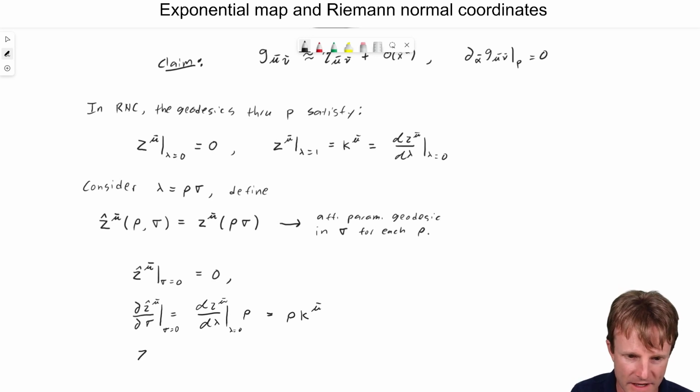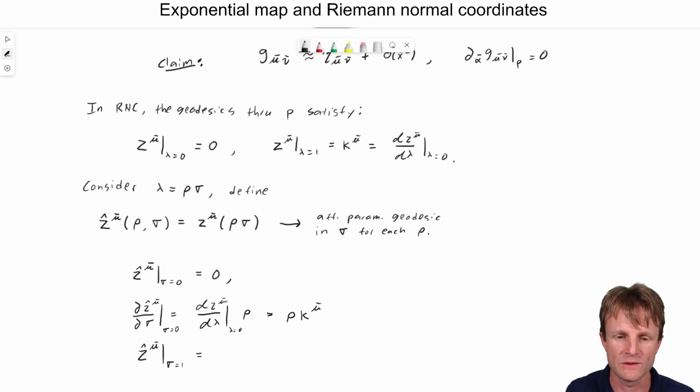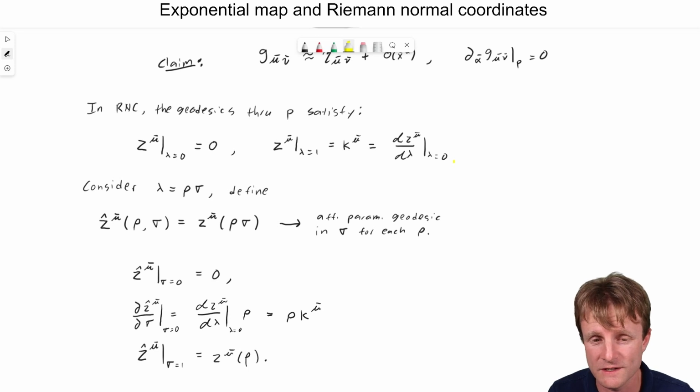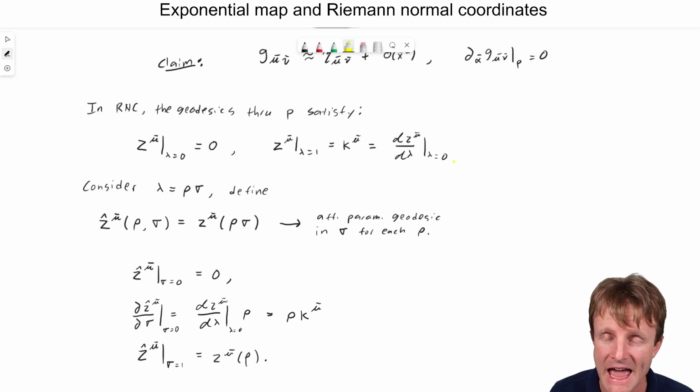And finally, let's look at the final condition. What is z hat mu bar at sigma equals 1, the affine parameter where we stop for the exponential map? Well, now we just go back to the definition. At sigma equals 1, we just get z mu bar of rho. But this is actually pretty cool because we've actually constructed a new geodesic, z hat, that is the exponential map geodesic for a rescaled tangent vector rho times k mu bar, where the parameter is being called sigma, but it's still just a parameterized geodesic of the exponential map.